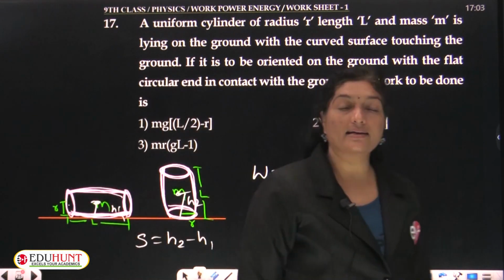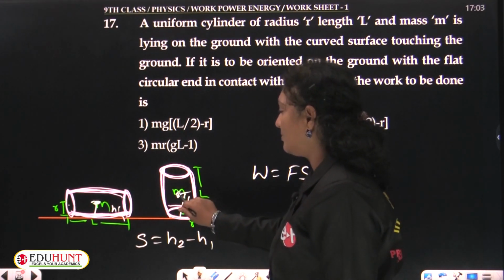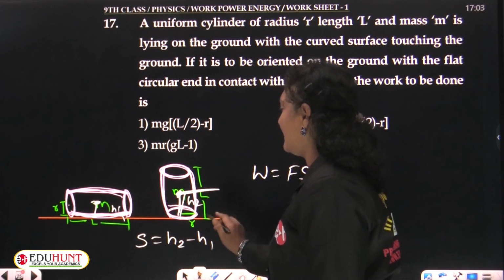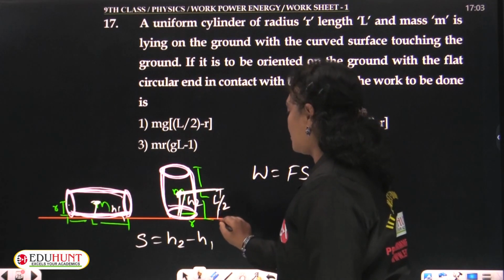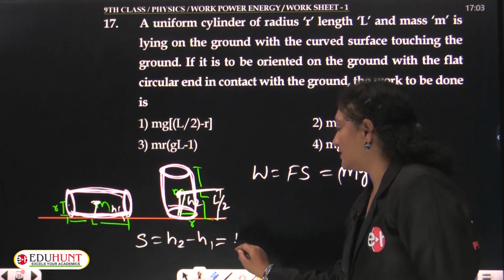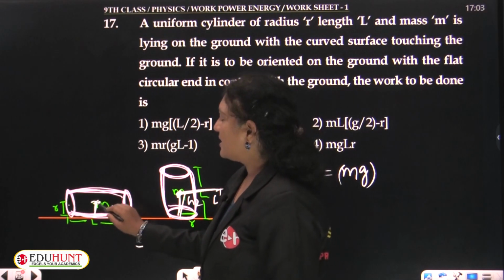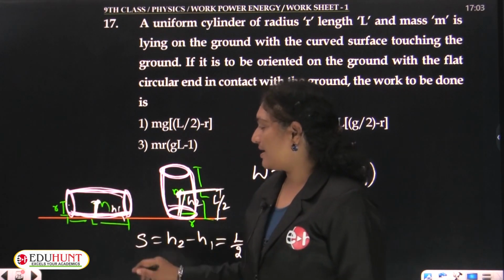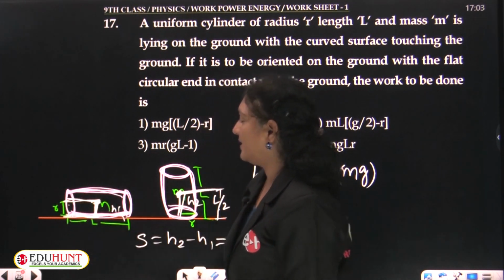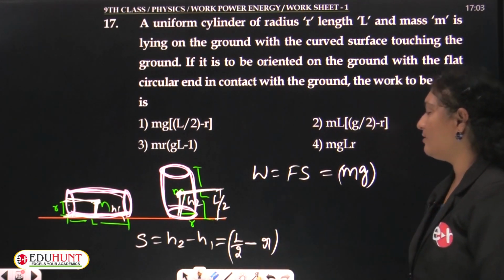So, what is the new height, children? The new height will be the center of position. The whole weight of the body is supposed to be acting at its center and this height is nothing but half of its length. This is L by 2. So, how much is the displacement? H2 is equal to how much? L by 2 minus, now initial position of the center of mass is H1. How much is this, children? This is equal to its radius. So, L by 2 minus R is the value of S.